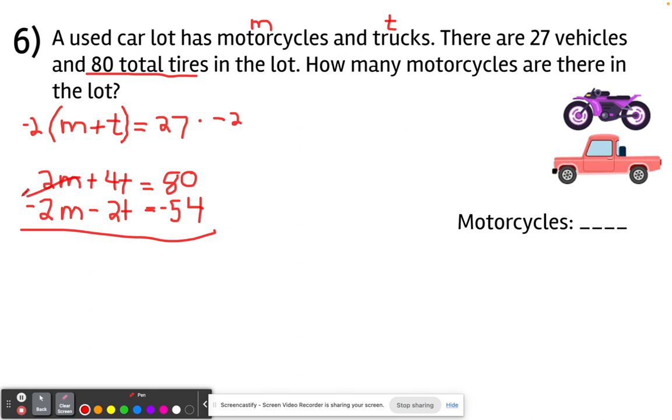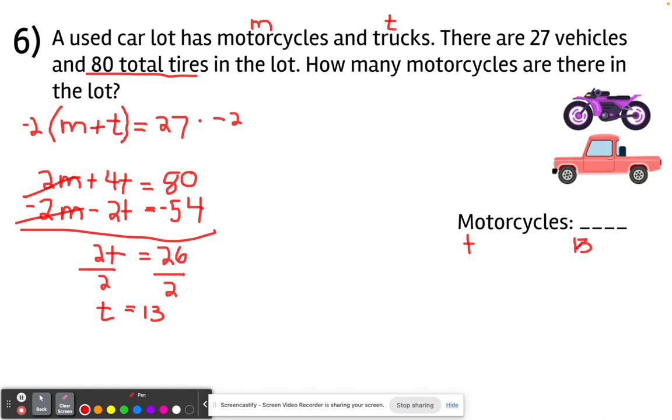You can see my m's cancel out, leaving me with this single variable equation. So I have 2t equals 80 minus 54 is 26. Let's divide both sides by 2. And my number of trucks is 13. I'm going to write that here, trucks. I'm just going to put T because I'm lazy. Trucks are 13.